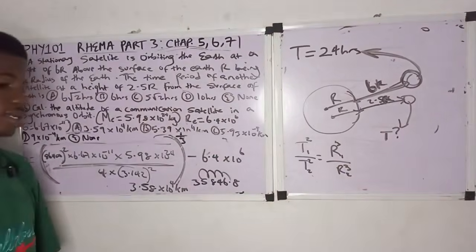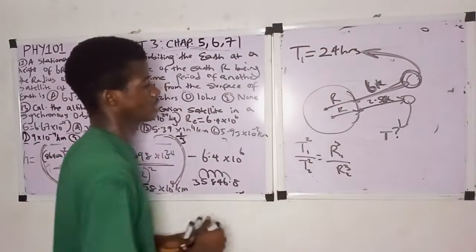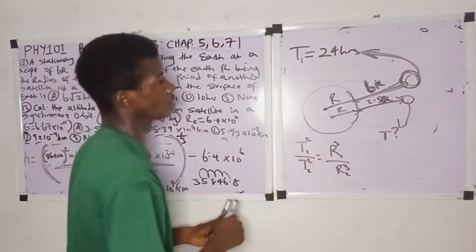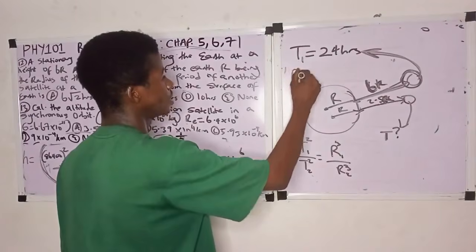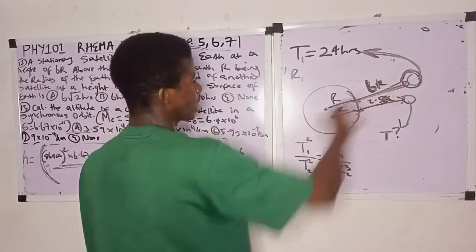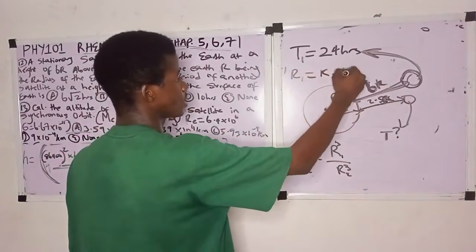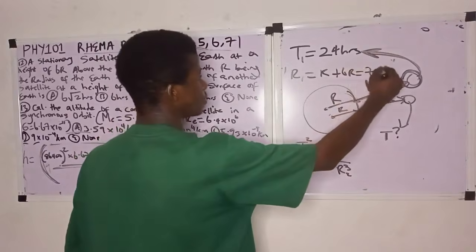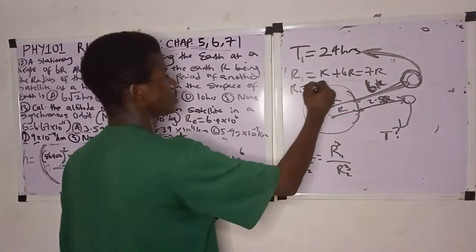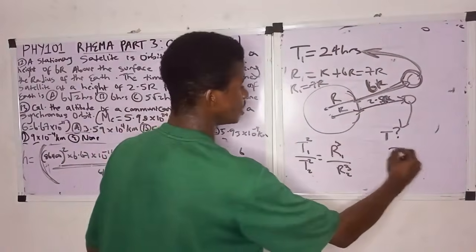So our T1 is 24 hours. Our R1 is the distance from here to here, so it will be this R plus this 6R, which equals 7R. So our R1 is 7R. Then what about our T2? We don't know, that's what we're looking for.